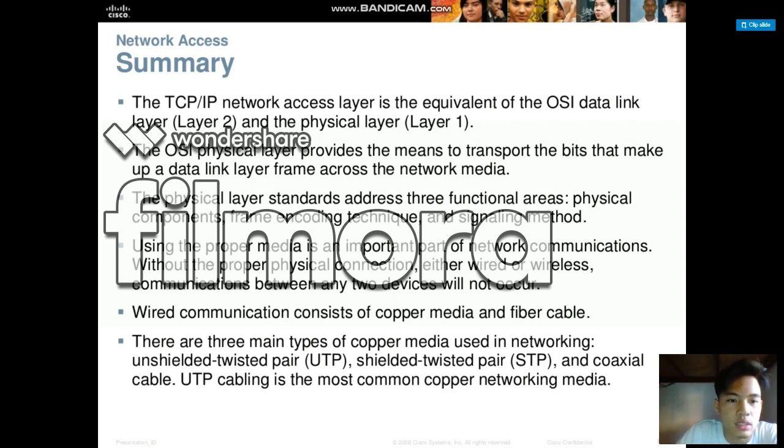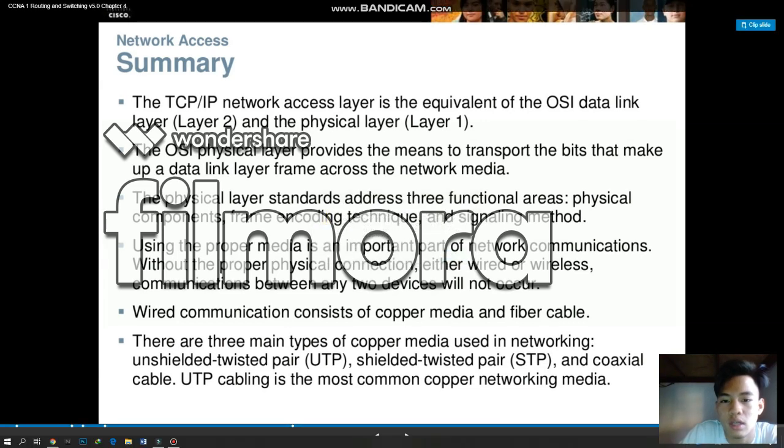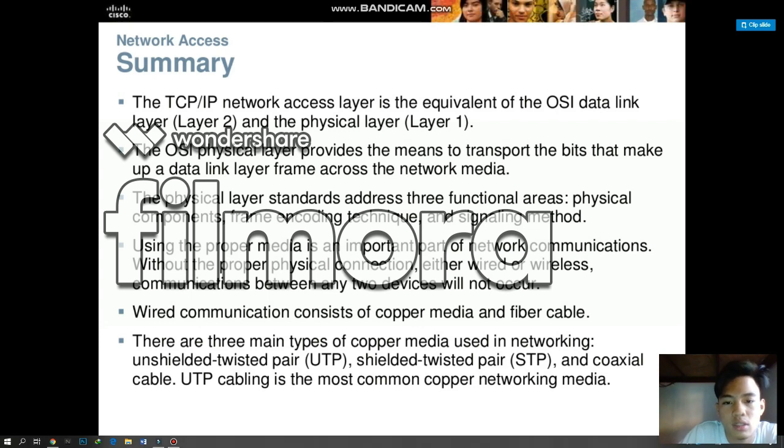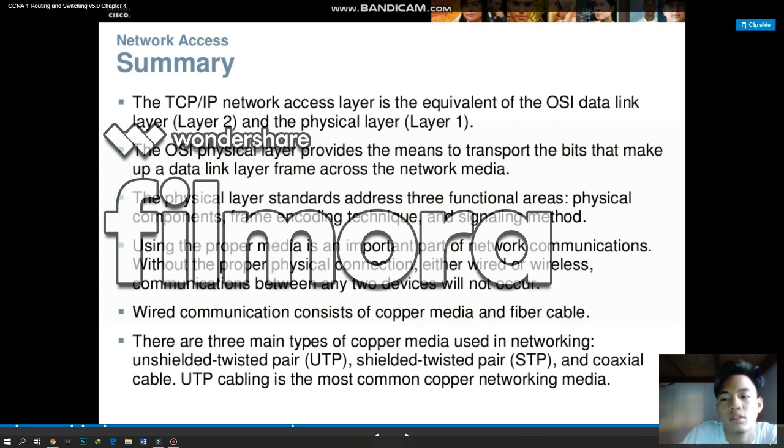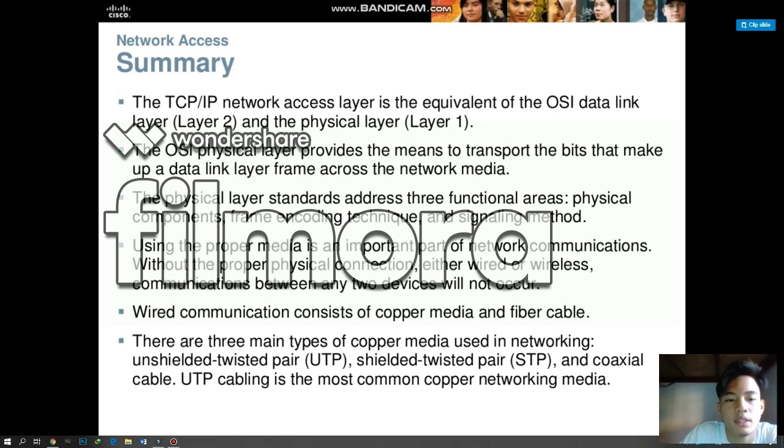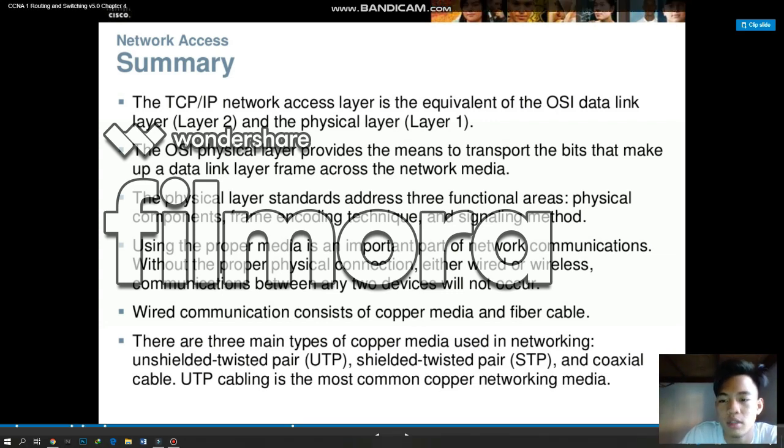The next one is the OSI physical layer provides the means to transport the bits that make up a data link layer frame across the network media. The third one is the physical layer standards address three functional areas: the physical components, the frame encoding technique, and the signaling method.